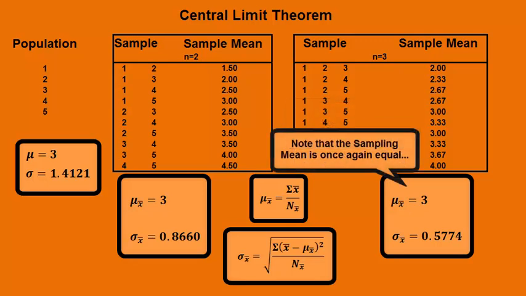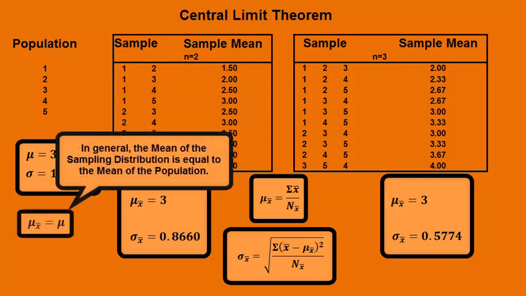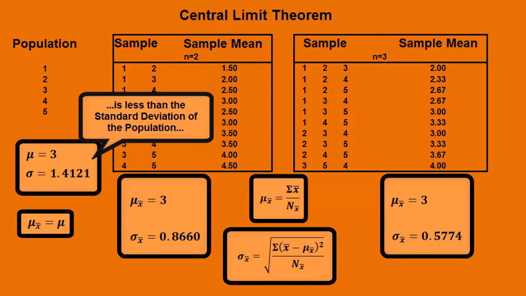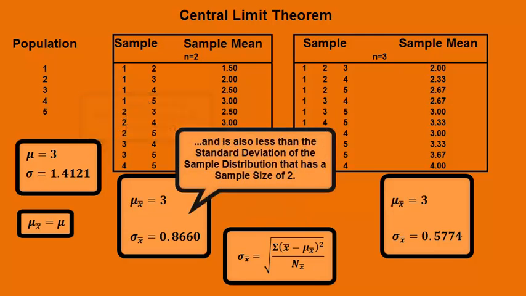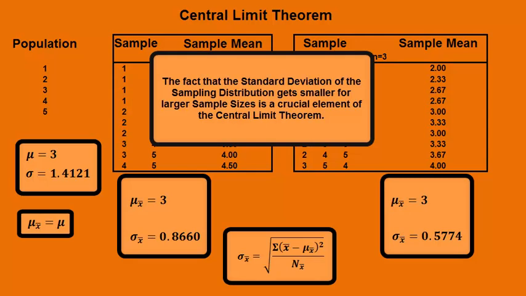Note that the sampling mean is once again equal to the population mean. In general, the mean of the sampling distribution is equal to the mean of the population. The standard deviation of the sampling distribution is less than the standard deviation of the population, and is also less than the standard deviation of the sampling distribution that has a sample size of 2. The fact that the standard deviation of the sampling distribution gets smaller for large sample sizes is a crucial element of the central limit theorem.